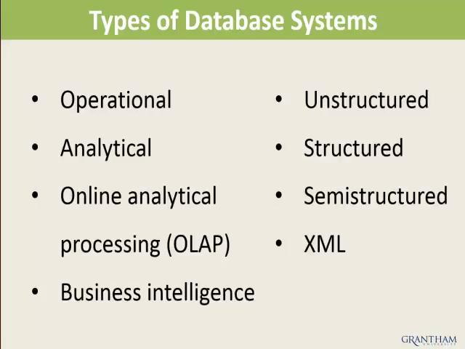Operational databases are designed to support a company's day-to-day operations. Analytical databases store historical data and business metrics used exclusively for tactical or strategic decision-making. Online analytical processing databases enable retrieving, processing, and modeling data from a data warehouse. Business intelligence databases capture and process business data to generate information that supports decision-making.